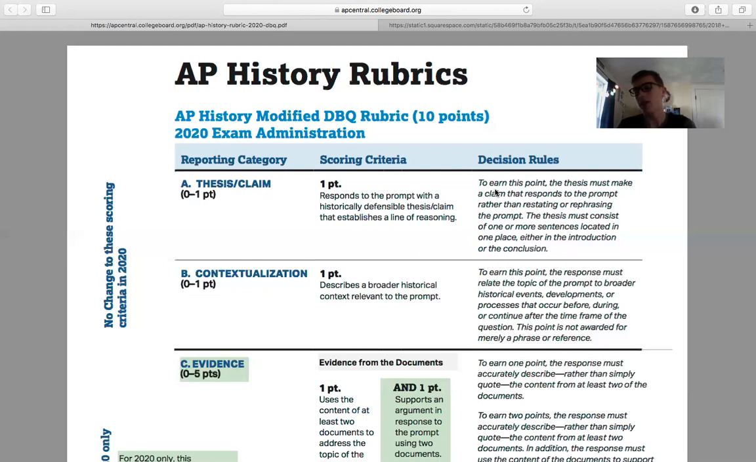And then you would go into something along the lines of the North being abolitionist and industrial, while the South was agricultural and pro-slavery, that type of thing. So you need to make sure you make a claim, and you need to have some details and historical information to defend it, or else you're not going to get the point.